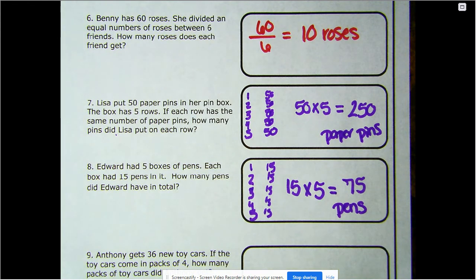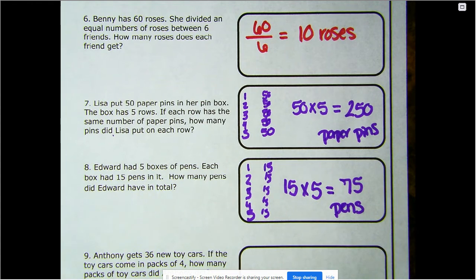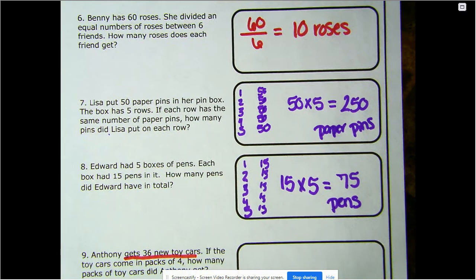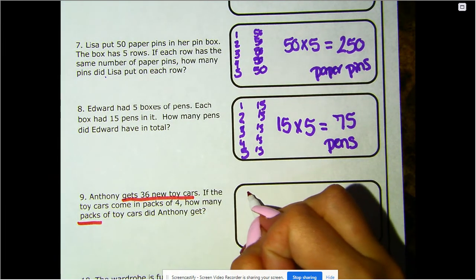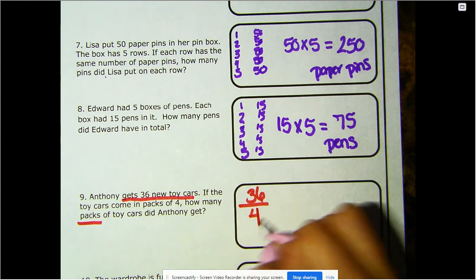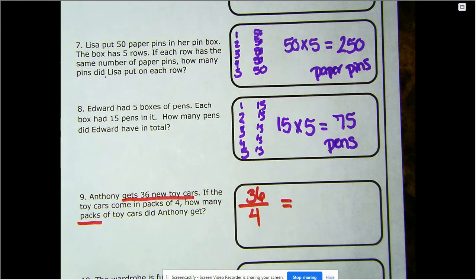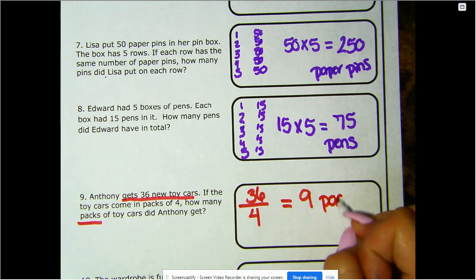Okay, Anthony gets 36 new toy cars. If the toy cars come in packs of 4, how many packs of toys did he get? So we're trying to figure out how many packs, and we know that he got a total of 36 cars. With division problems, they usually give us a total. That particular total is 36 cars. They come in packs of 4. So how many packs did he get? Let's do 36 divided by 4. And that number is 9. So he got 9 packs of cars.